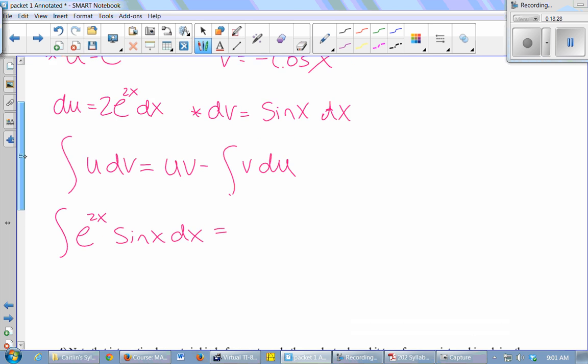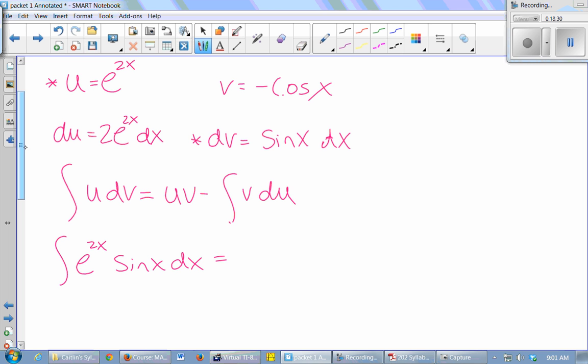Okay. u is e to the 2x. v is negative cosine x, so I'm going to put the negative here, minus the integral of v du. And v is negative cosine x, and du is 2e to the 2x. So I'll just write it all out: negative cosine x times 2e to the 2x dx.